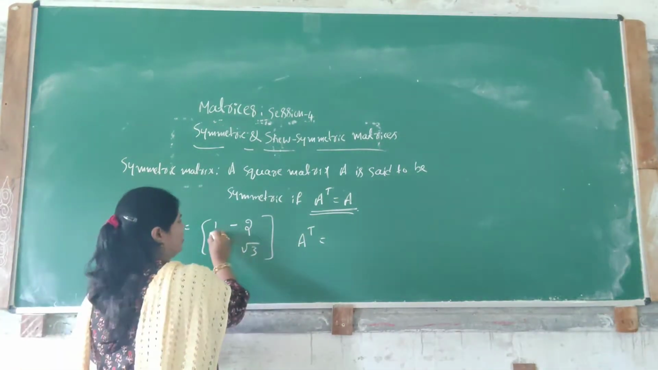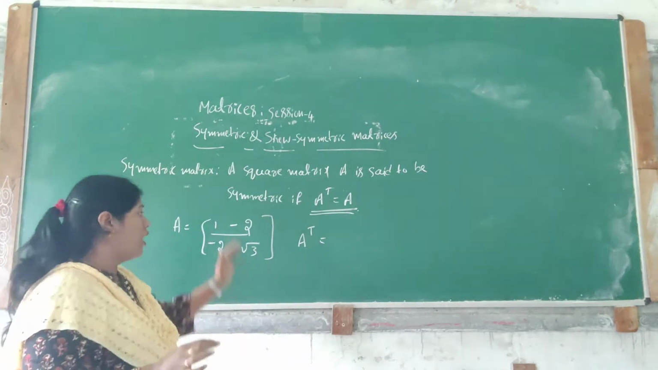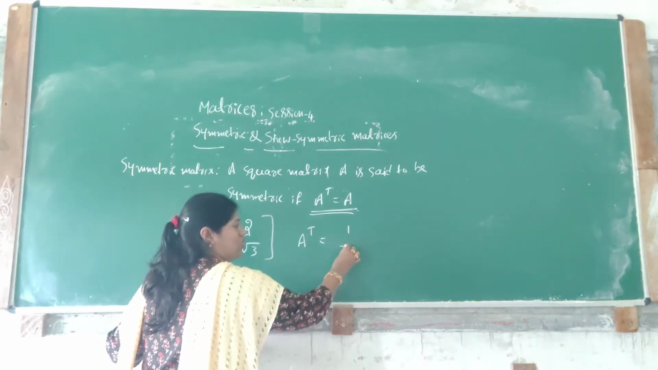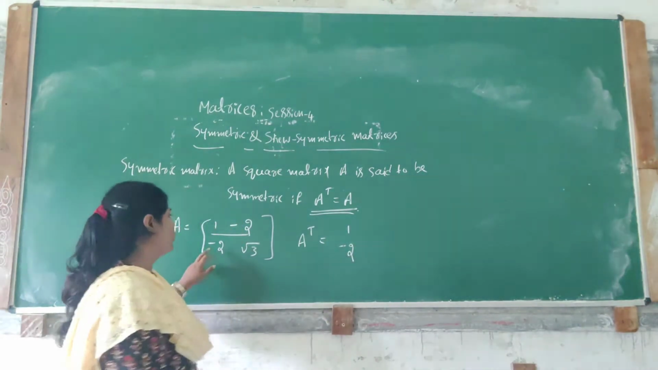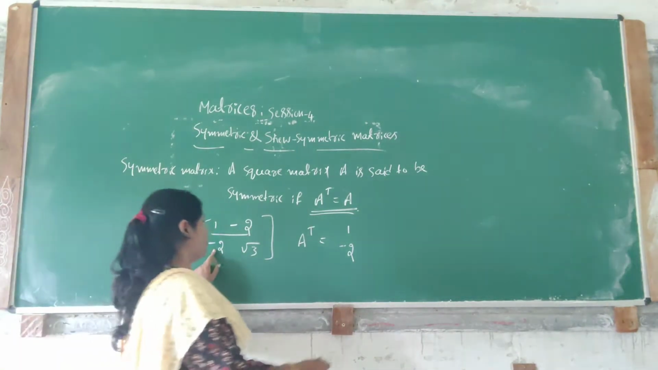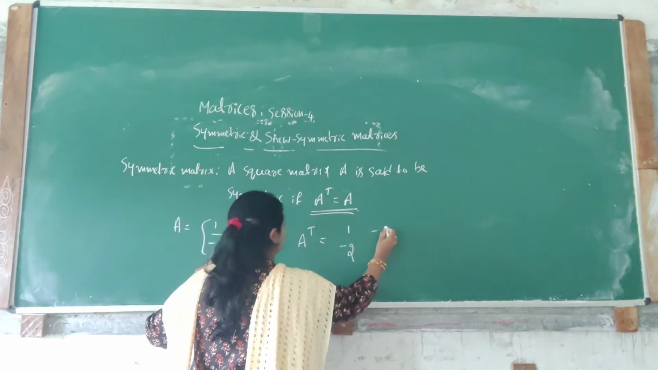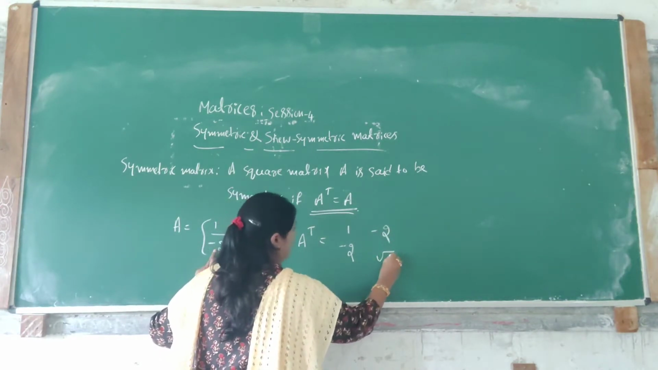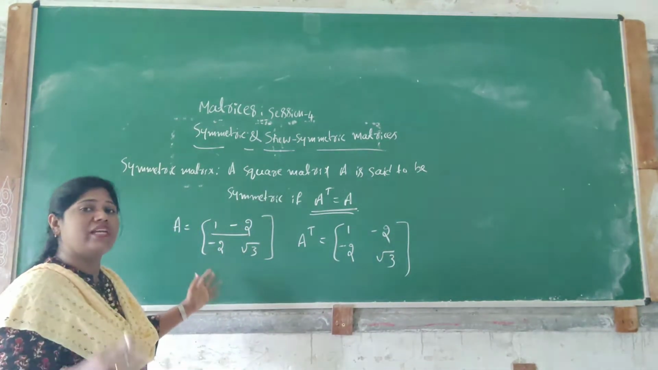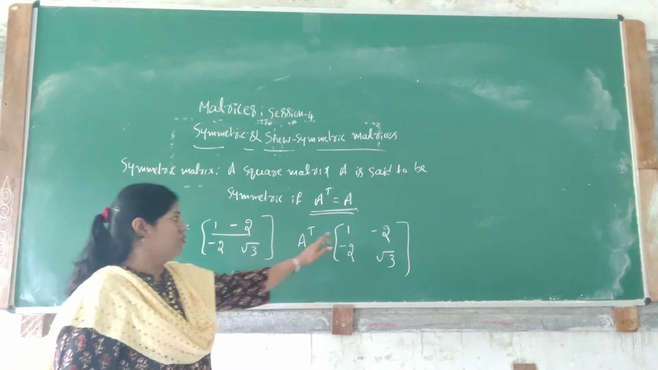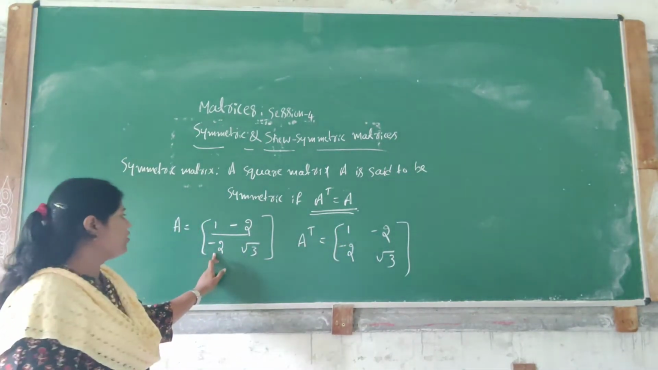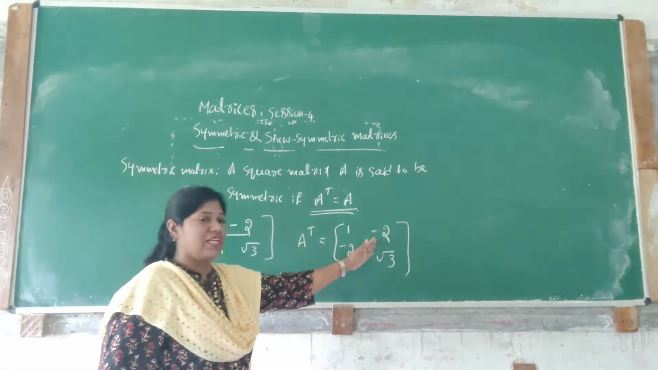So what are the rows? The row is 1, minus 2. We have to write it in a column. So 1, minus 2, which is in a row, is going to become a column. Minus 2, root 3 is in the second horizontal line, so it is going to become the second column, a vertical line. So I have interchanged the rows and columns. 1, minus 2 has become a column, and minus 2, root 3 is in the second vertical line.